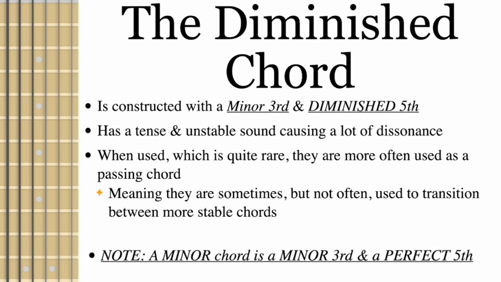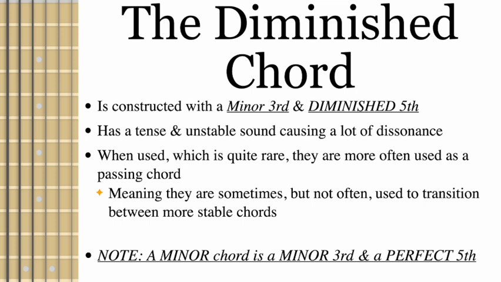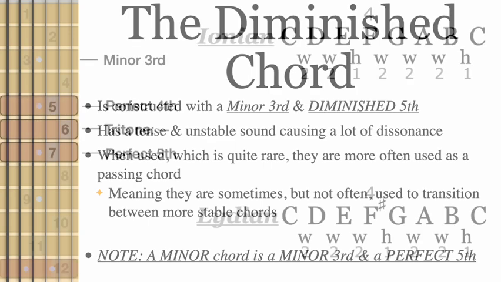Now, the only thing I want to do is take a real quick peek to understand a minor chord versus a diminished chord. Both a diminished as well as a minor chord have minor thirds. However, the diminished chord will have a diminished fifth, whereas the minor chord will have a perfect fifth. Okay, now keep that in mind. Both have minor thirds. The only difference when we're talking about triads is a diminished chord will have a diminished fifth and a minor chord will have a perfect fifth. Okay, so keep that in mind.